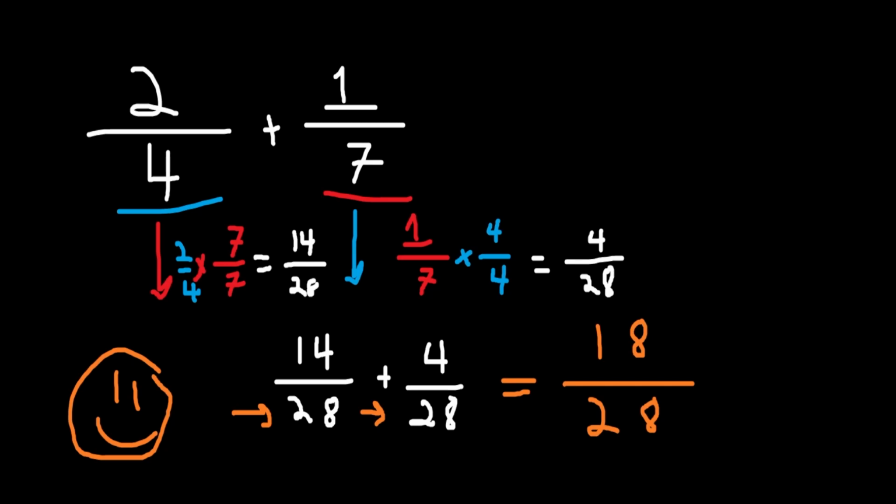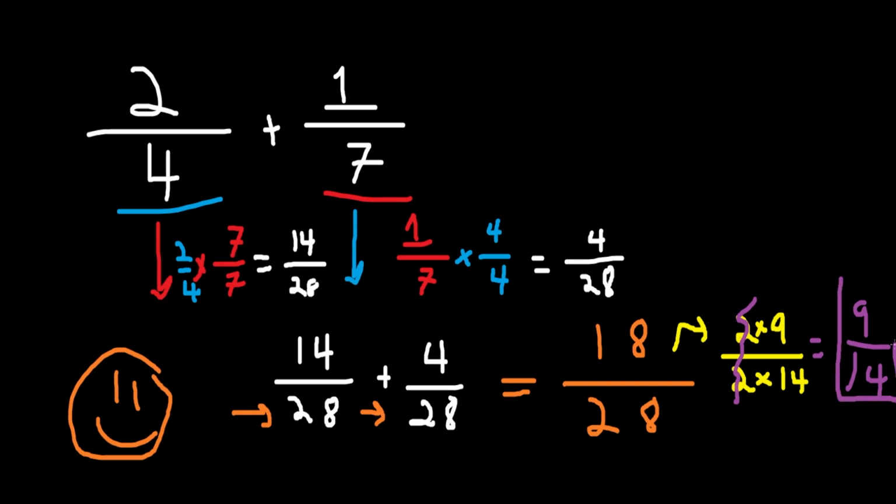And now, if you wanted to simplify this, you could very easily. So 18 is 2 times 9, and 28 is 2 times 14. So, you know, we're just going to cancel those 2's, and we're left with 9 over 14 as our final answer.